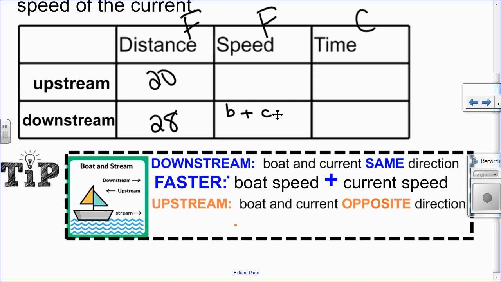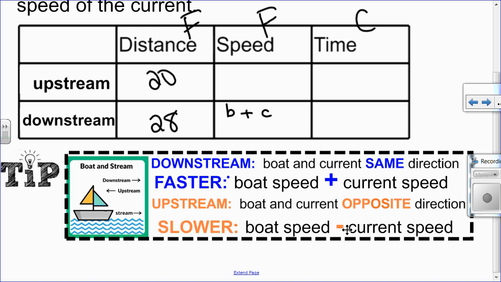Going upstream, so you can see here the stream is going to the right, upstream is going to the left. The stream is going in the direction of left. So the boat and the current are in opposite direction. So you're kind of fighting against that current. So you're going to go slower. So the boat speed will be subtracted by the current. Okay, so downstream, I'm being pushed, I go faster, that's why I add. Upstream, I'm being pushed back, that's why I subtract, and I'm going slower.